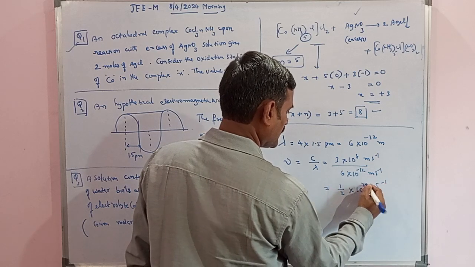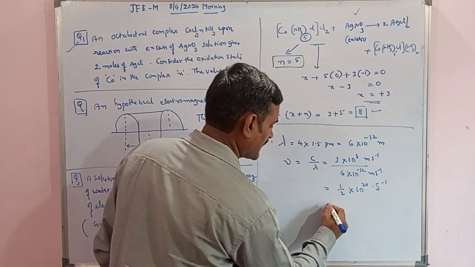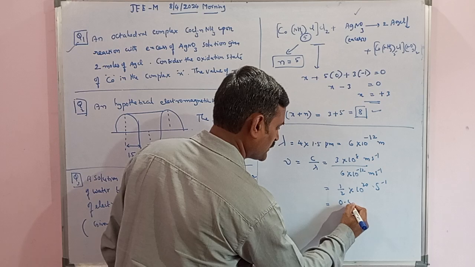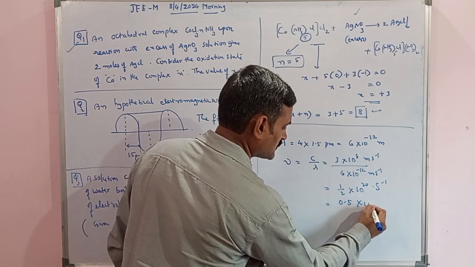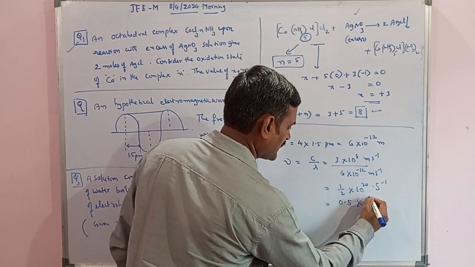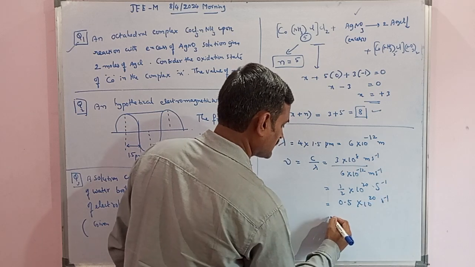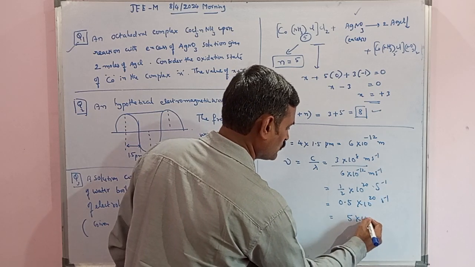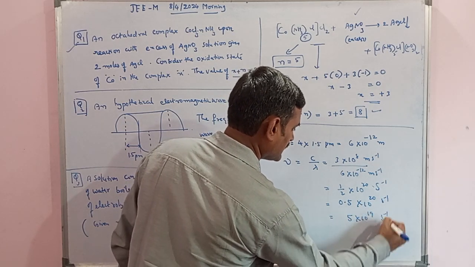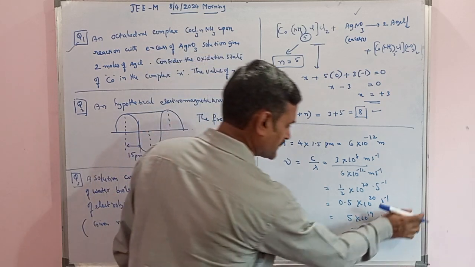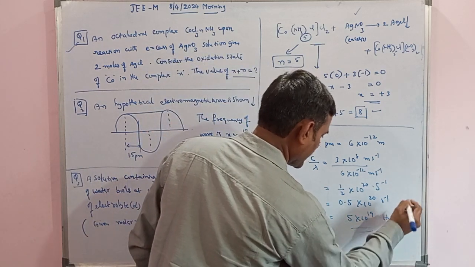So this will be 20. Still if you write this, 1 by 2 is 0.5, that is 0.5 and 10 to the power of 20 second inverse, that will become 5 into 10 to the power of 19 second inverse. Hertz. Second inverse means hertz. You can also write it as hertz.